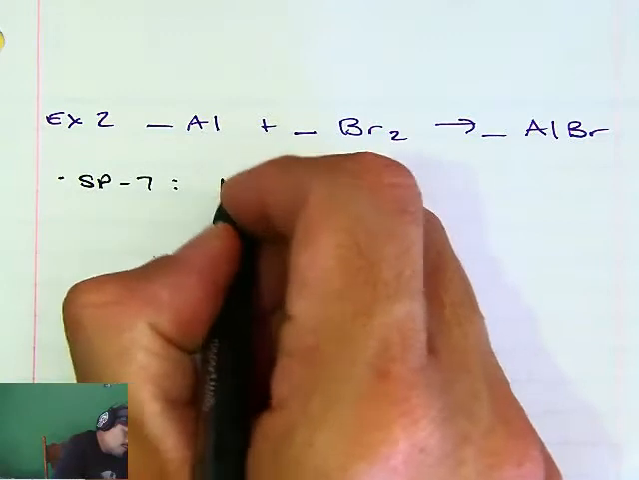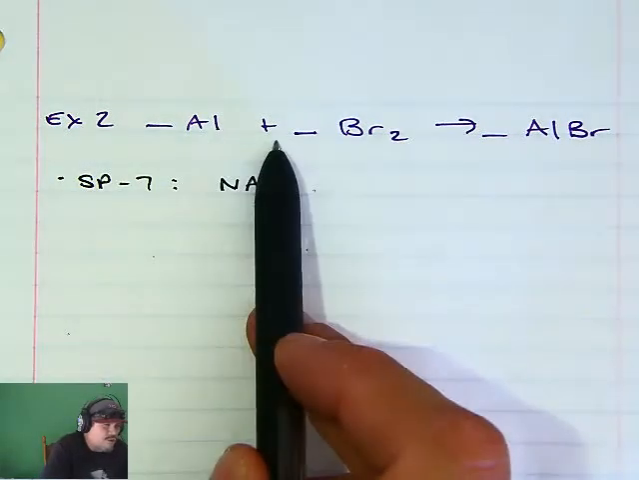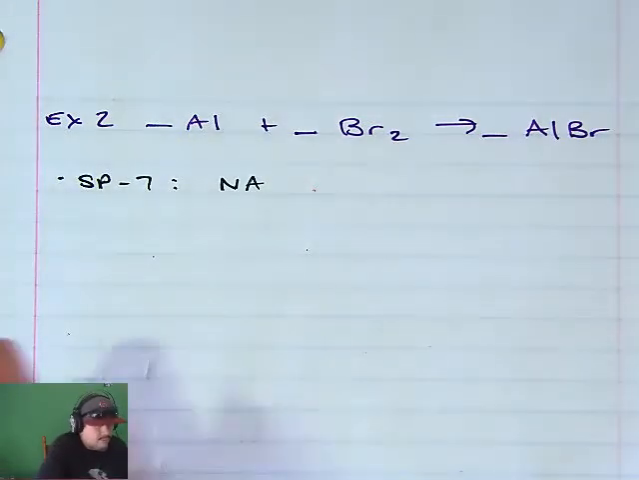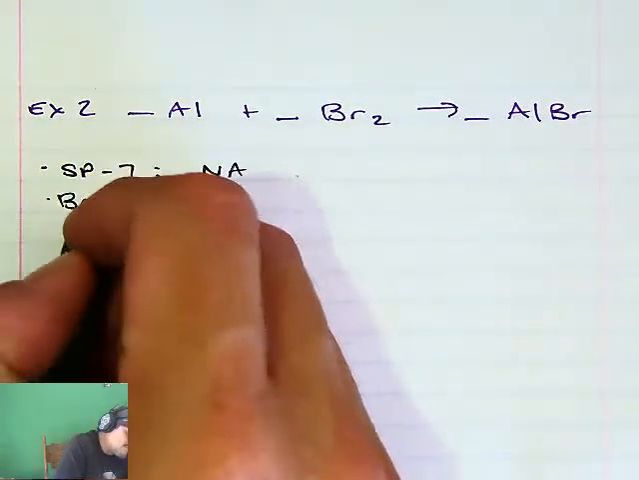So not applicable. The special 7 happens more often when you are reading the English sentence and transferring it to this skeleton equation, but usually when we give you the skeleton, the special 7 tends to be done for you, but sometimes you still have to look. You just want to make sure. Balance metals.